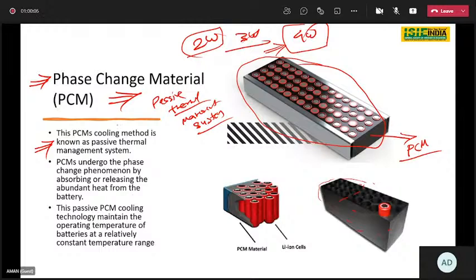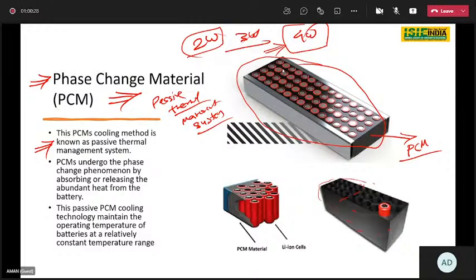So yeah, we're discussing this PCM material. There is another name for PCM, phase change material: it's also called a passive thermal management system. So what exactly is happening here? We provide one casing for this PCM material, and at the same time, your cell is attached to this casing. We are also making some connections here. This is the secondary part, the connections and all.